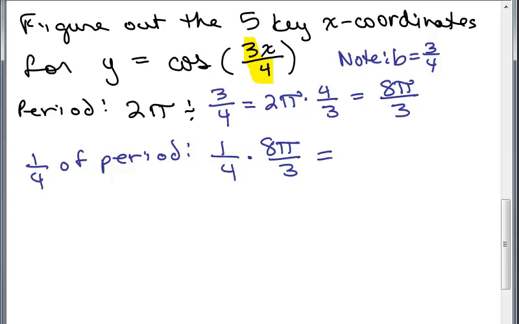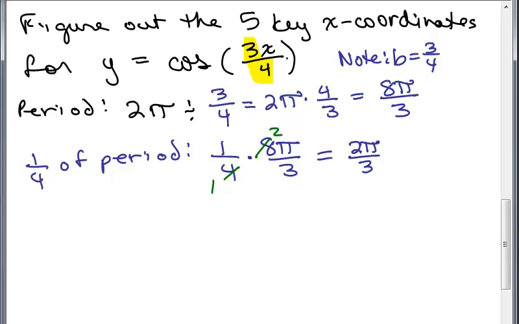And let's see. Let's cancel. The 4 goes into the 8 twice. And so it's 2 pi over 3. That makes sense. 1/4 of 8 pi over 3 would be 2 pi over 3. Hopefully that makes sense to you.